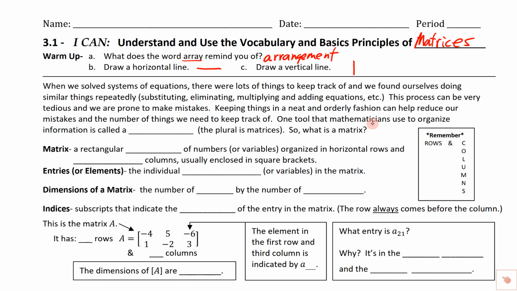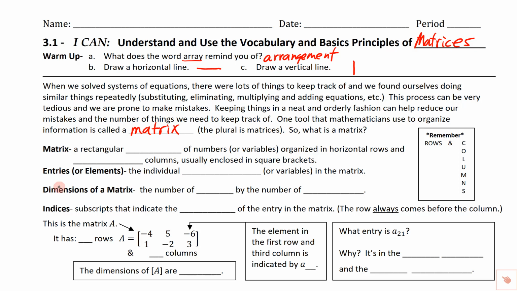And one tool that mathematicians use to organize information is called a matrix. So let's write the word matrix right here. Now, you've probably heard the word matrix before. The plural of that is matrices. So when we were talking about matrices up in the I can statement, that's what we were talking about. It's the plural of matrix. So let's talk about what a matrix is.